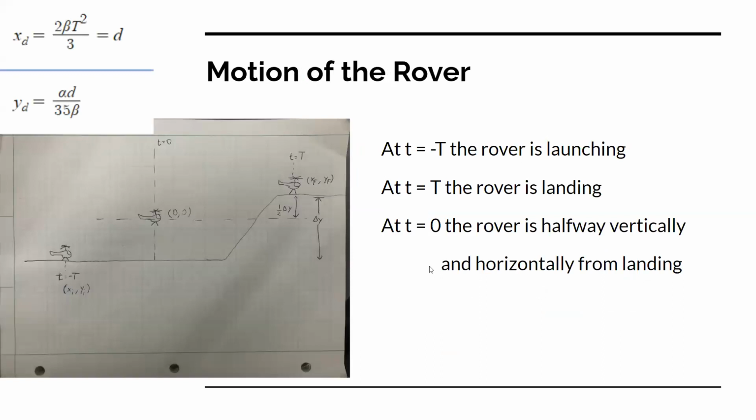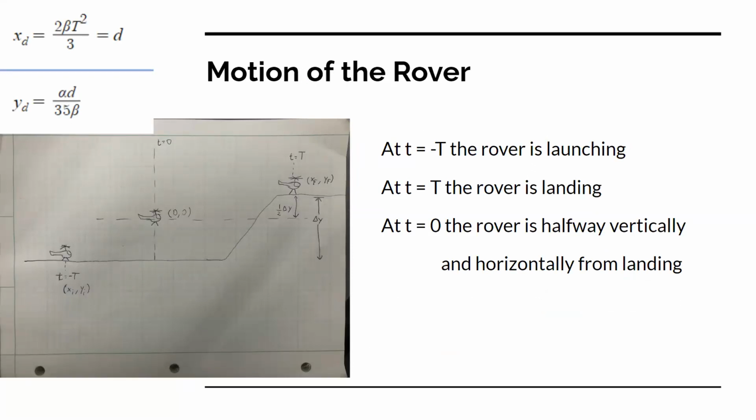Yeah, so here we have the motion of the rover, and in this, we start at t = -t and then end at positive t. The important thing to note here is the helicopter's midway point at t = 0, both in the x and in the y directions.